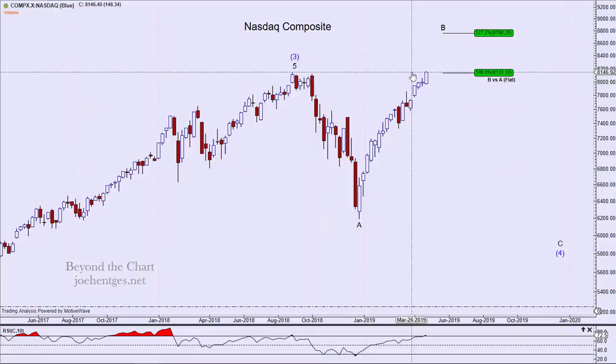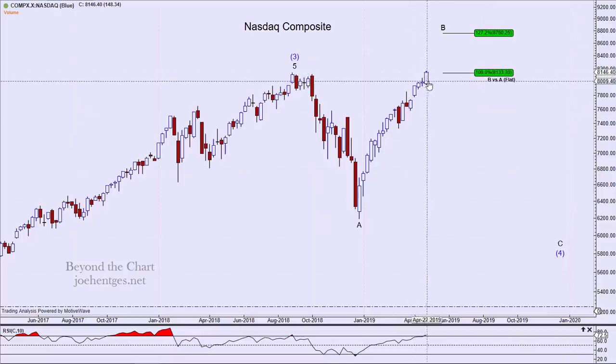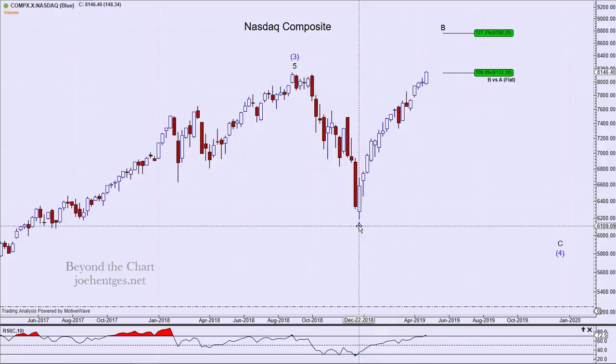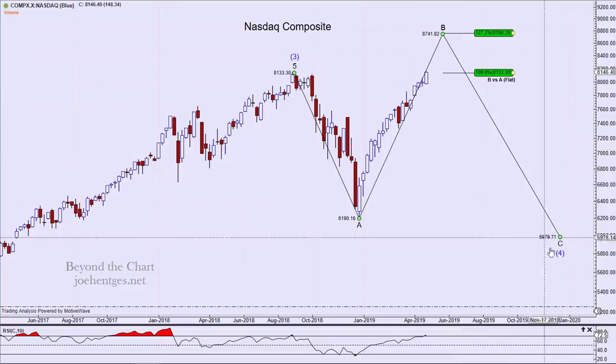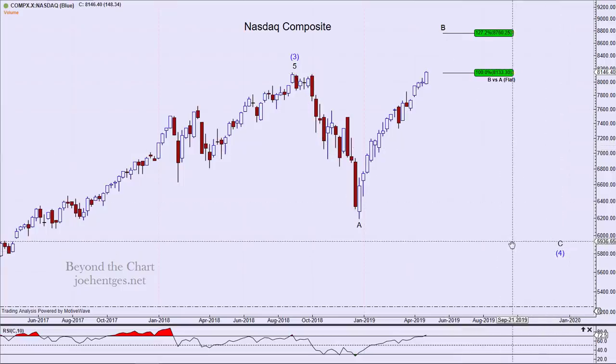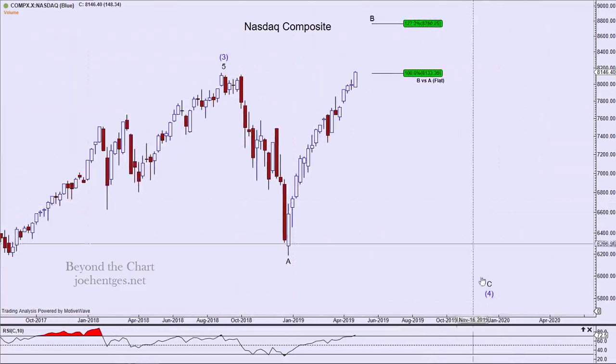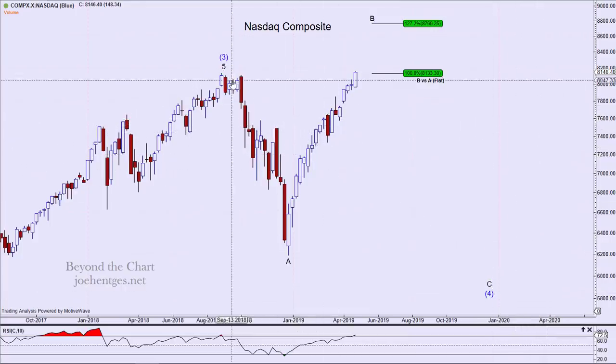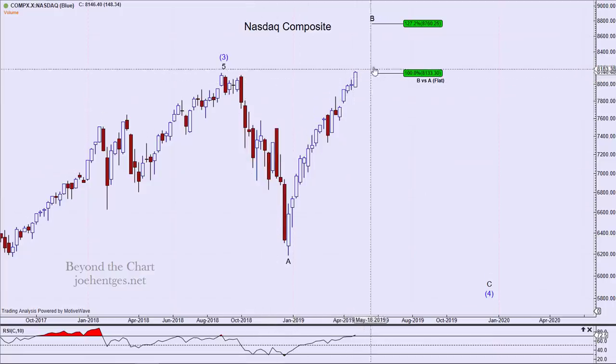We've closed at a new all-time weekly closing high in here. And I'm looking at this from a possible flat standpoint, an A, B, C flat for an intermediate wave 4. And then, of course, once you complete an intermediate wave 4, we'd be off and running for the final intermediate wave 5. So, why is this playing out like this?